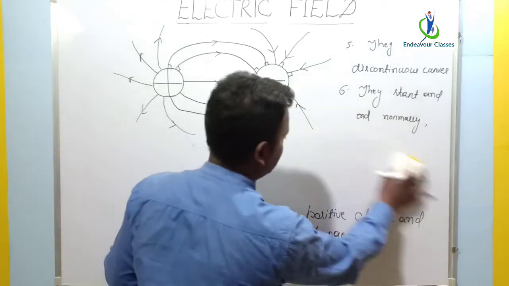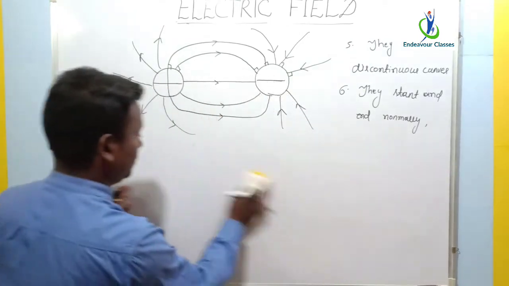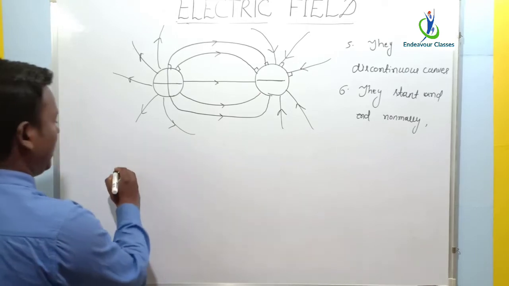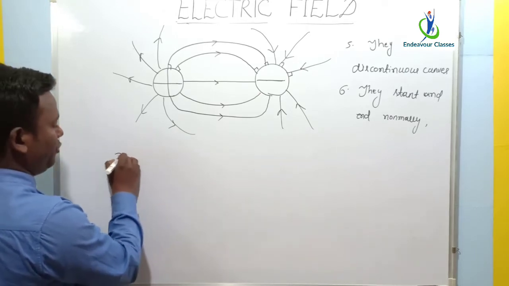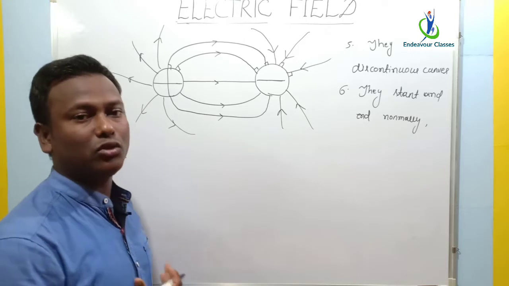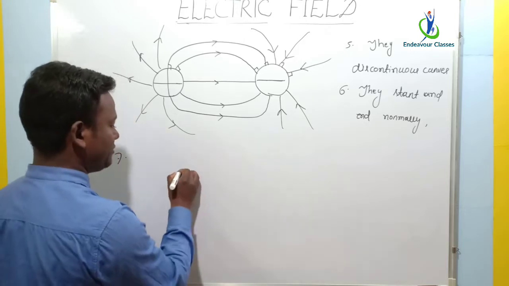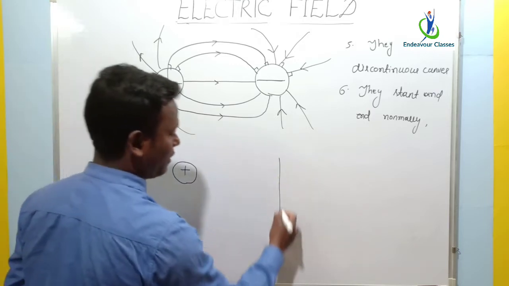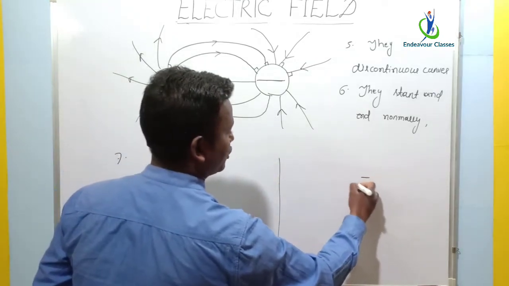Now the next point is, suppose for an isolated conductor, so the seventh point is, if we have an isolated charge, meaning a separate charge, it can be a positive charge or it can be a negative charge.